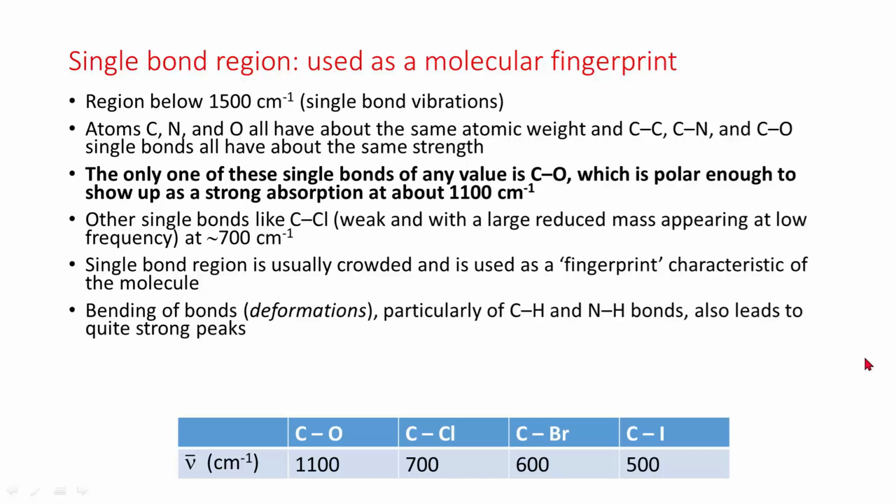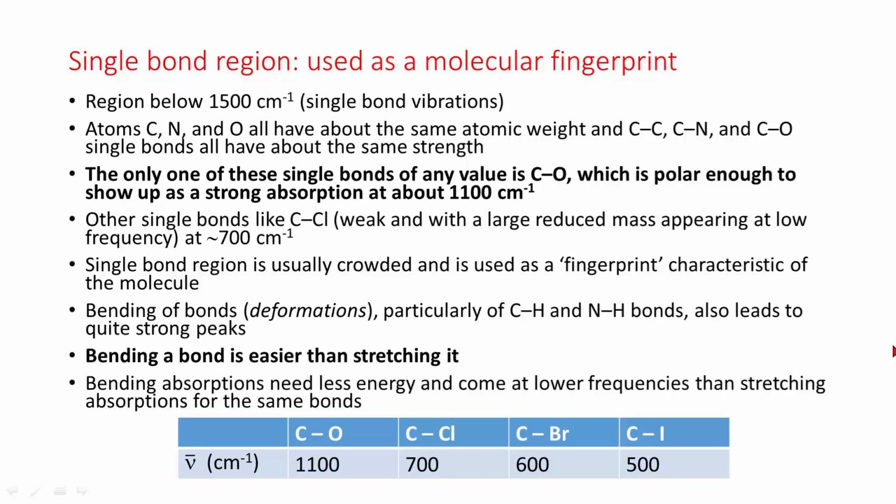Bending of bonds, termed as deformations of CH bonds and NH bonds, leads to quite strong peaks. Bending a bond is easier than stretching it. Bending absorptions need less energy and come at lower frequencies than stretching absorptions for the same bonds.